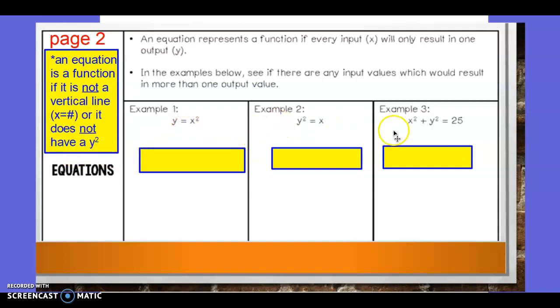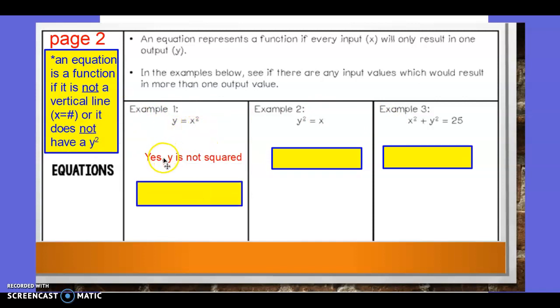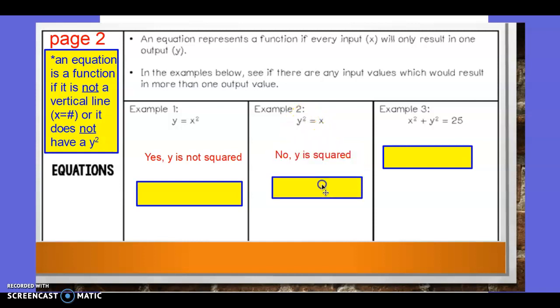So let's look at these three examples right here and decide if they would be equations of functions or not. My first one, y equals x squared. It's not x equals a number and it does not have a y squared. So the answer is yes. It is a function because y is not squared. Example number 2, y squared equals x. Does one of these things fail here? The answer is this is not a function because it has a y squared. So again, if there is a y squared, it is not a function.